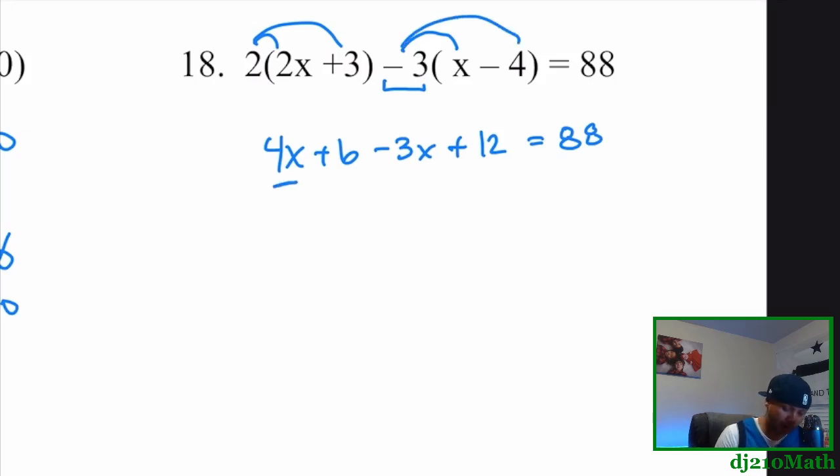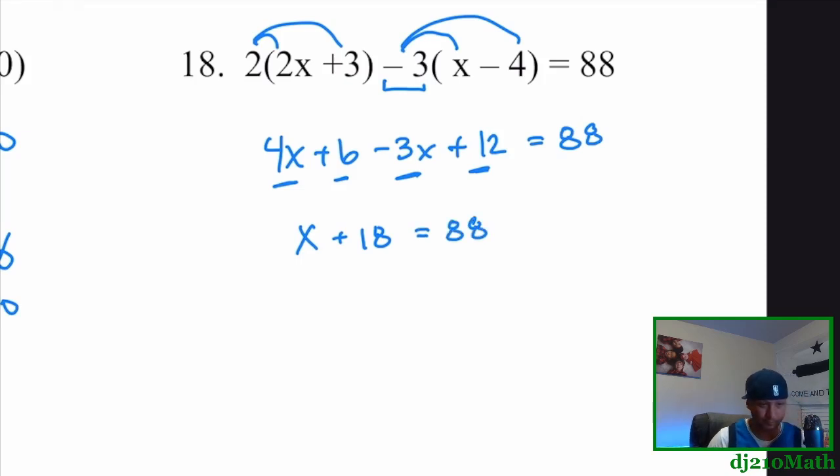All right, combining on the left, 4 minus 3 is just 1, right? 4x minus 3x, 1x. 6 plus 12, 18, is equal to 88. Subtracting 18 from both sides, x is equal to 70.